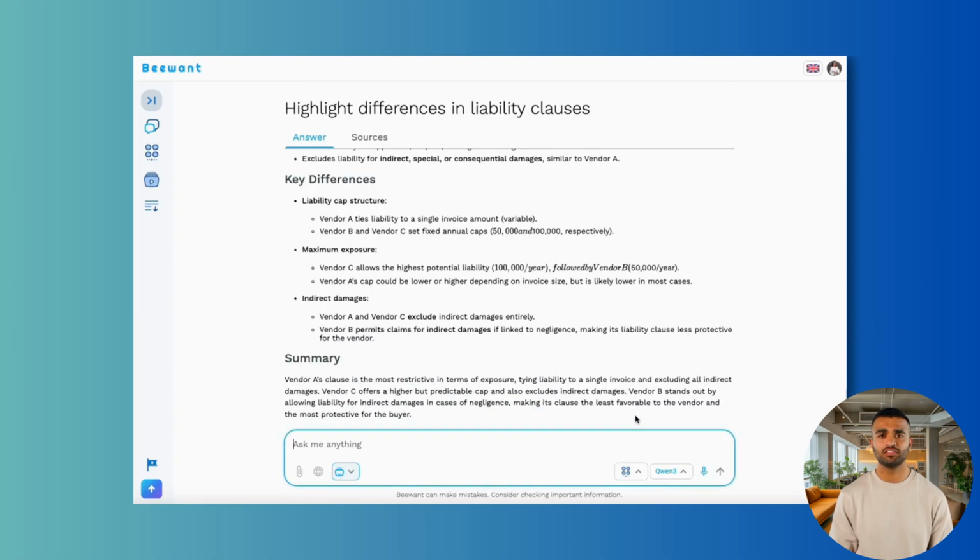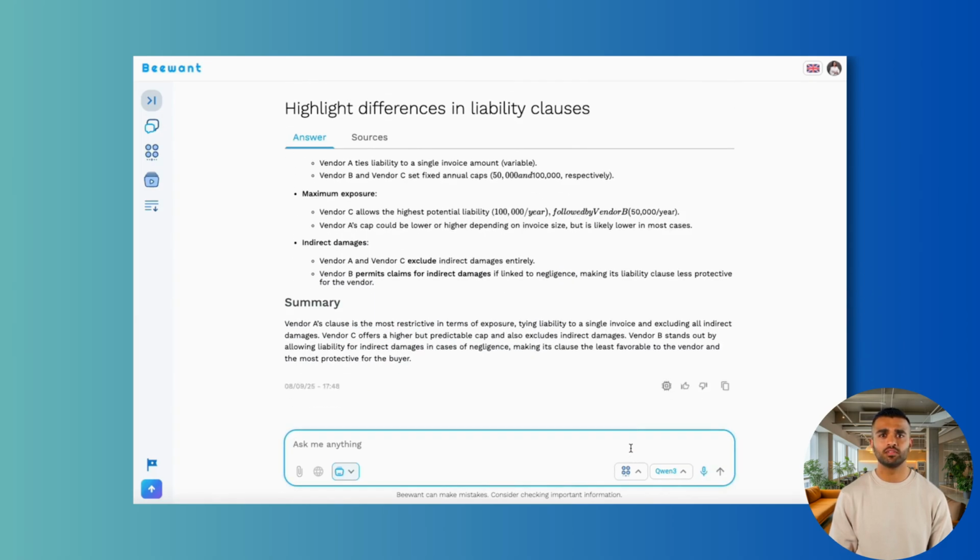Then came the big operational factor. Which agreement offers more flexibility in termination terms? Vendor A gave more straightforward exit options. Vendor B added penalties that made it harder to walk away, while Vendor C allowed termination with notice, but only under specific conditions.